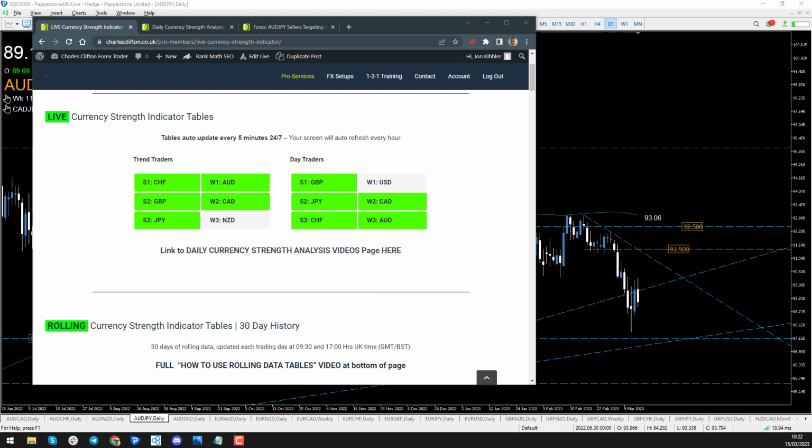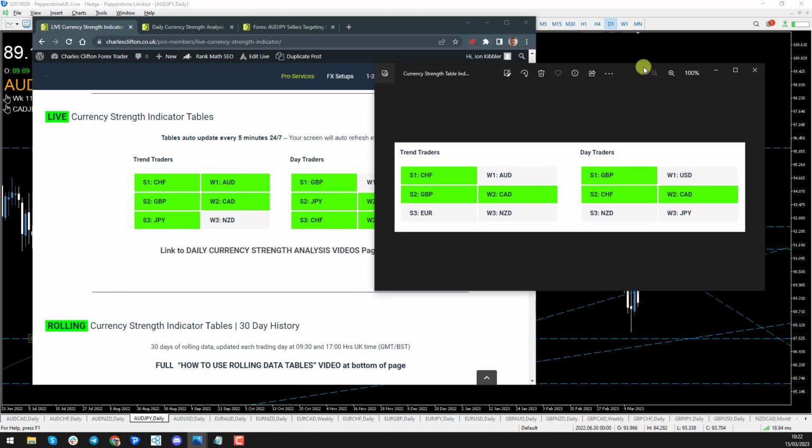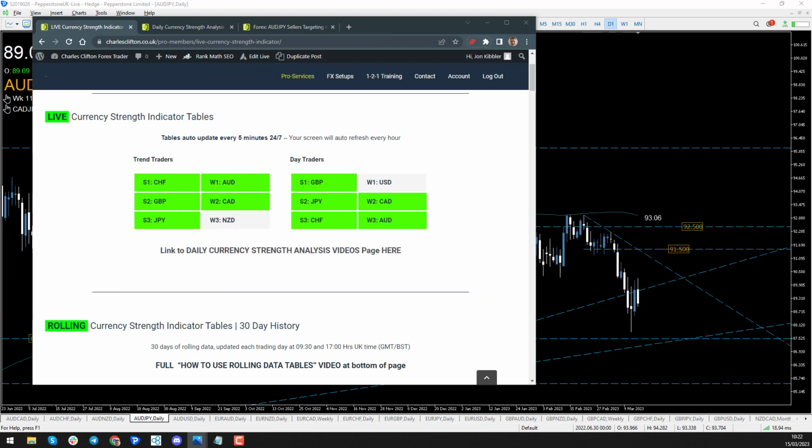Now, the 9 AM table, if I just bring that in here, I took a screenshot of it at 9 AM and it looked a little bit different than it does now. So I'm just going to bring that onto the screen just to show you that this does update in real time. And you can see this morning at 9 AM it showed us that the pound was the strongest currency on the day traders table. It had the Swiss franc as the second strongest and the CAD as the second weakest. Now you can see that the table looks a lot different. The pound remains the strongest, but the Swiss franc has come down to the third strongest currency.